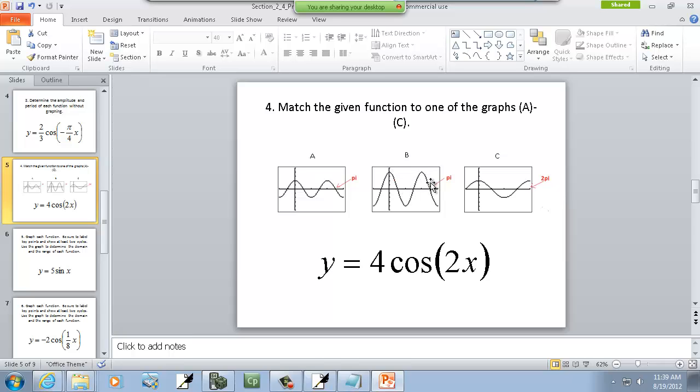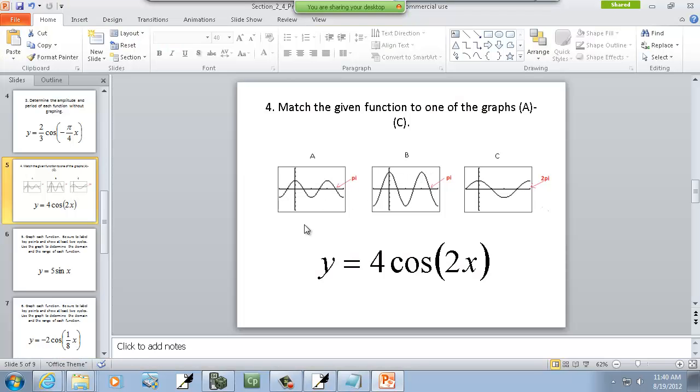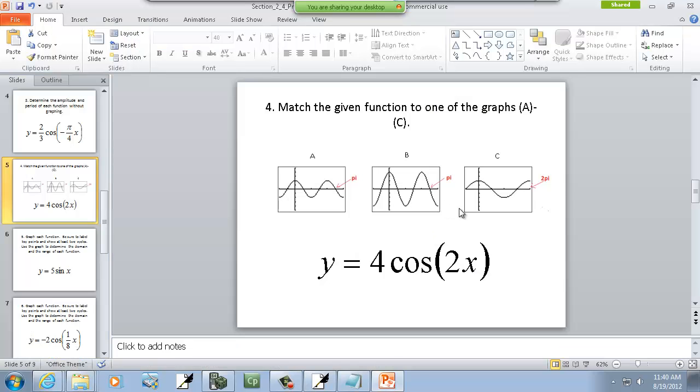And here's pi. It should be over this far. So, anyway, period is pi, so it's going to be either A or B. And we said the amplitude is 4, which means it's going to bounce back and forth between positive 4 and negative 4, which would be B as in Bill. So B is our answer. Now, if you don't use amplitude and period, those are pretty simple problems. You just plug this into your calculator and see which one it matches.